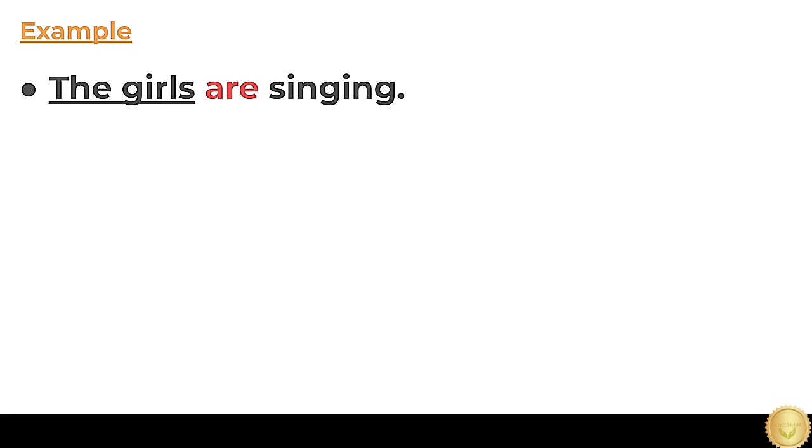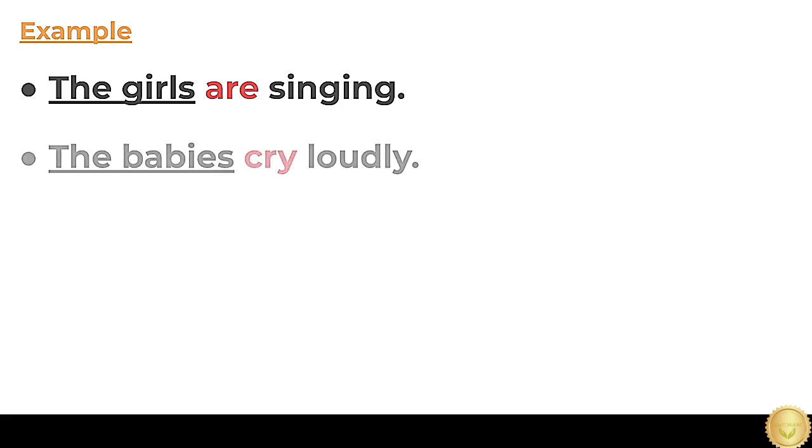So we've done the girls this time. We've added the S to the noun, but the verb has changed. It's gone from is to are, like we were talking about. The girls are singing. The babies cry loudly. So the verb cry doesn't have that S, but the baby becomes babies and it changes from a Y to IES. So that's just something to note as well, how plural nouns change and how plural verbs change.